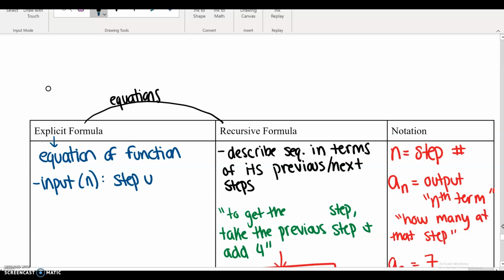So if you plug the step number into this equation, your output will be how many are in that step. So in this case, your output is still that notation. Instead of y, we use a sub n. So a sub n is kind of like y, and n is kind of like x. So the output, or a sub n, would be how many in that step.